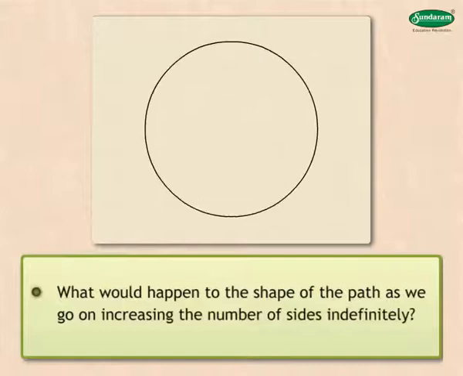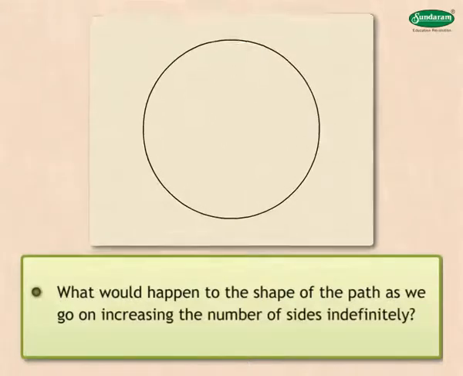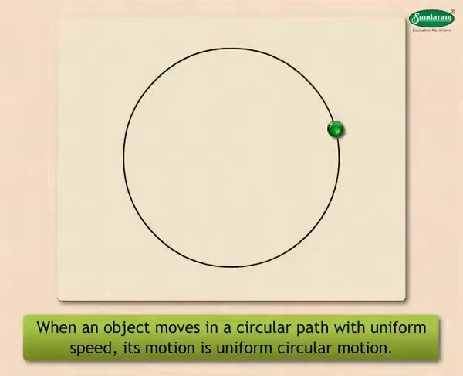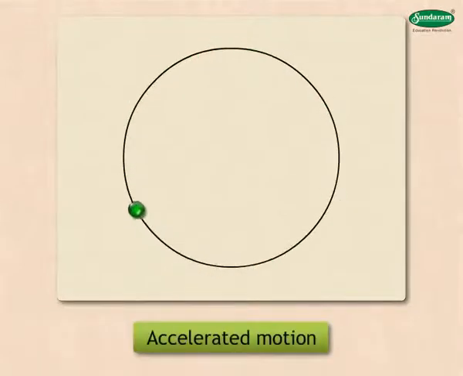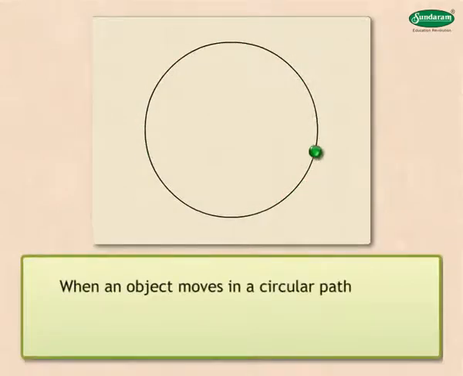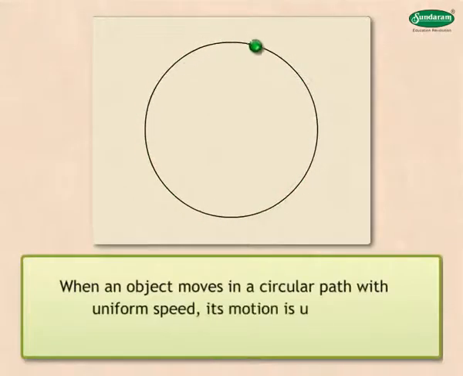The shape of the path approaches the shape of a circle and the length of each of the sides will decrease to a point. When the object moves with a velocity of constant magnitude along a circular path, the only change in the velocity is due to change in direction of motion. Hence, it is an accelerated motion. When an object moves in a circular path with uniform speed, its motion is uniform circular motion.